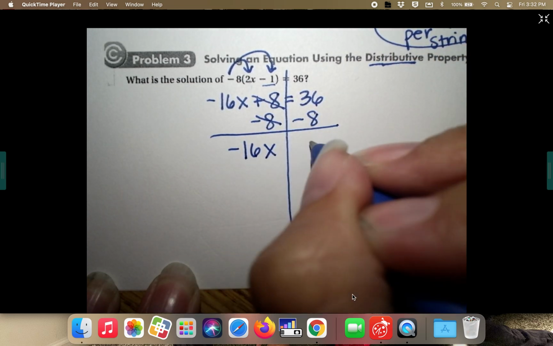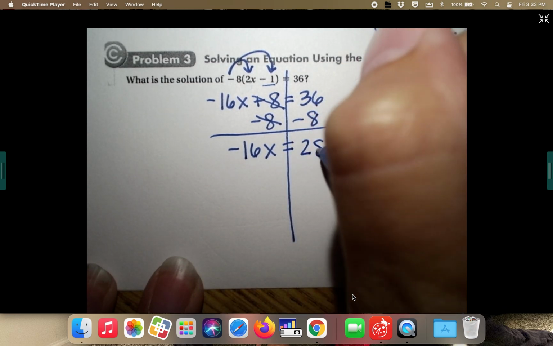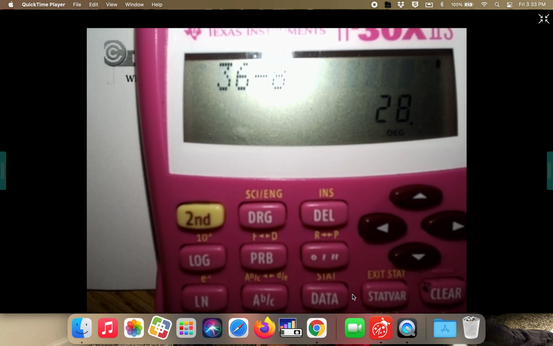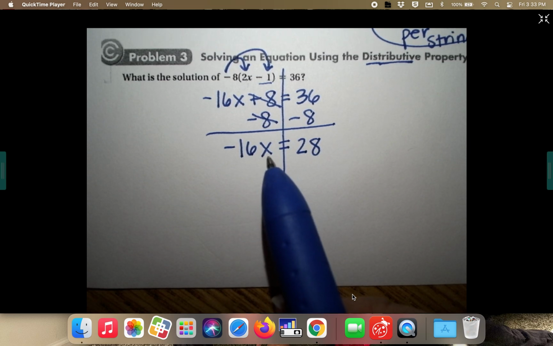Bring down your negative 16x equals, what would that be, 28, I think? 36 minus 8. Oh, good, 28. Okay. And then the very last step is to look at what's happening to x.